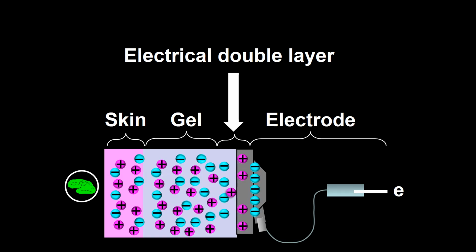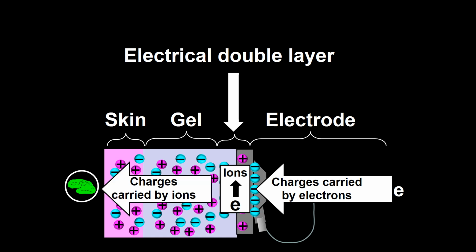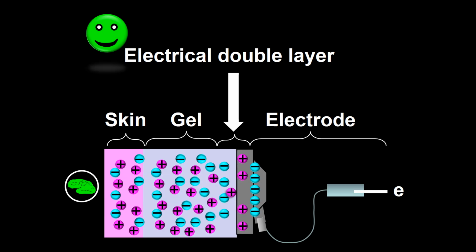This process also occurs in the reverse, where charges carried by electrons from the machine through the electrode wire reach the electrical double layer, and then the ionic charges travel back through the gel and the skin towards the brain. What I have just explained to you is what happens during good EEG recordings. So charges move and are transformed at the electrical double layer.